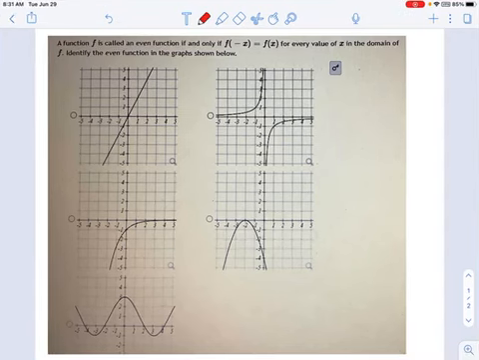So in this question, we're told that a function f is called an even function. Okay, we're defining what an even function is. It's called an even function if f of negative x equals f of x. So let's talk about what this statement means here. f of negative x and f of x.